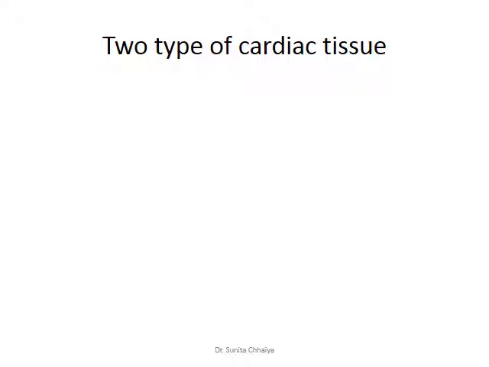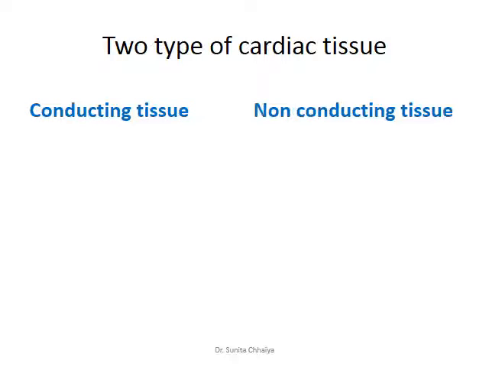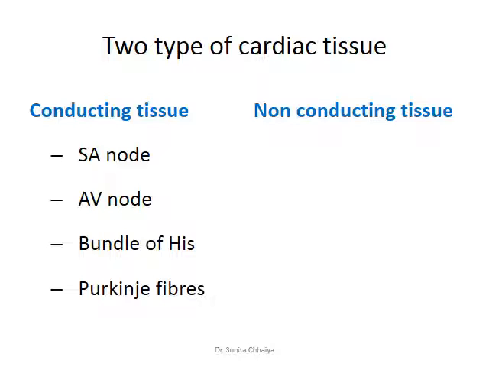There are two types of cardiac tissue. They are known as conducting tissue and non-conducting tissue. Conducting tissue includes the SA node, AV node, bundle of His and Purkinje fibers, while non-conducting tissue includes the atria and ventricles.